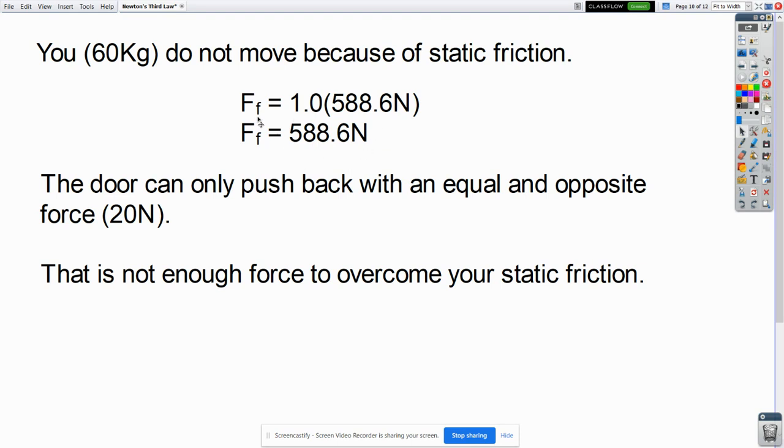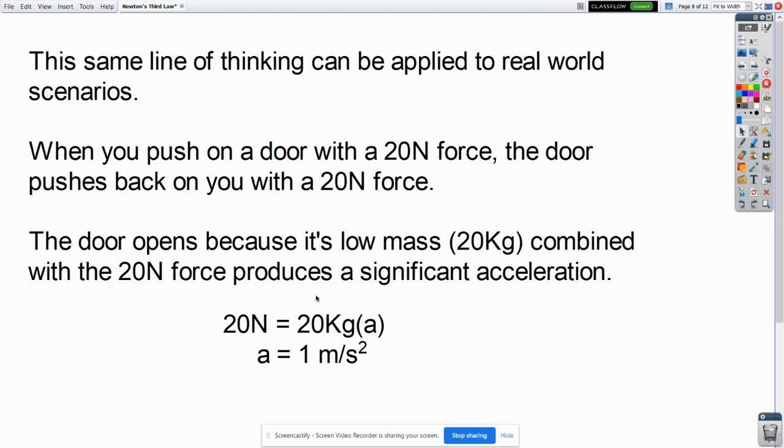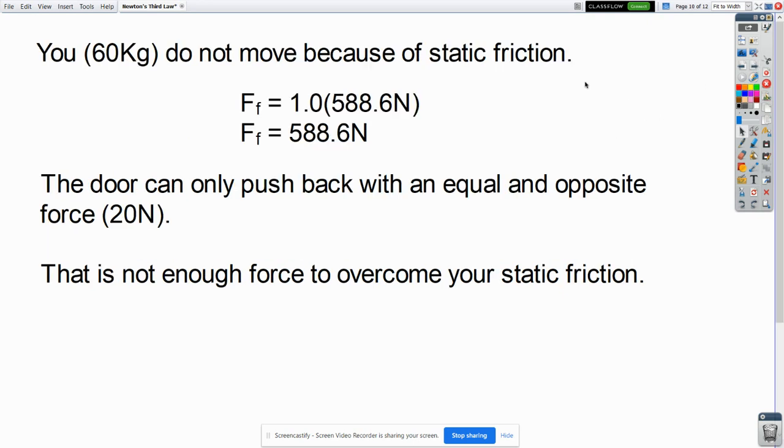588 newtons of static friction, and the door is only pushing back with a 20 Newton force. You're not going anywhere. The door moves because it's on hinges, and those hinges are usually lubricated, and there's very little friction there. So that 20 Newton force is enough to get it moving, get it accelerating, but that return force of 20 newtons is not enough to make you move. Again, this is like the rock and the astronaut scenario, except this time you're the rock. You're the one that has the bigger mass. You're the one that has this large coefficient of friction to overcome. You're the one that doesn't move. The door does.